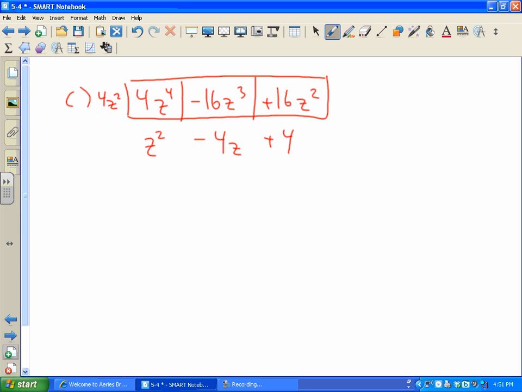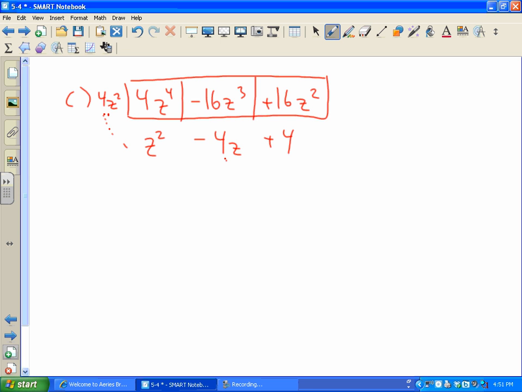Again, you can always check your work by multiplying these things back together. The 4z squared times z squared is 4z to the fourth. 4z squared times negative 4z is negative 16z cubed. And 4z squared times positive 4 is 16z squared.